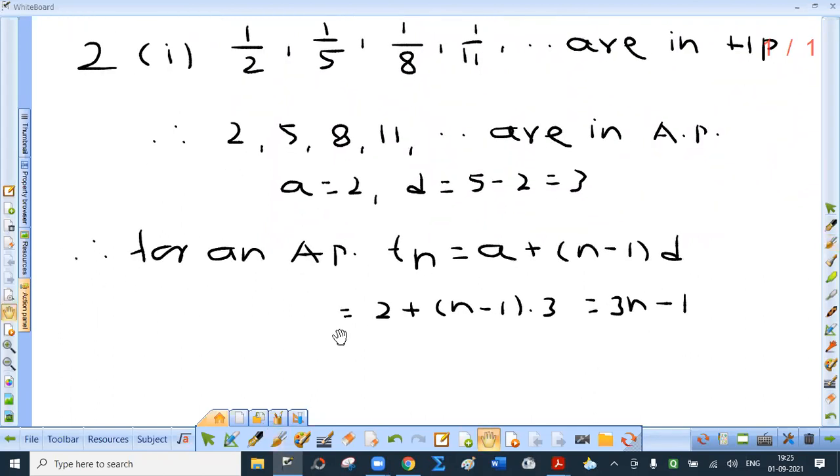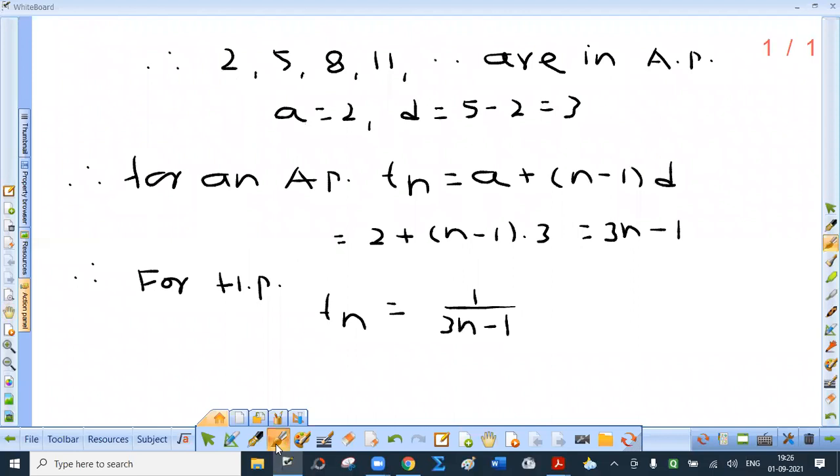I hope you're getting this. Therefore, for HP, Tn is 1 upon 3n minus 1. You can verify this. What is third term as per this formula? 1 upon 8. Is third term given to be 1 upon 8? Yes, it is. Means what we have opted is correct. We are asked to find 8th term. So it is 1 upon 3 into 8 minus 1. That is 1 upon 23.